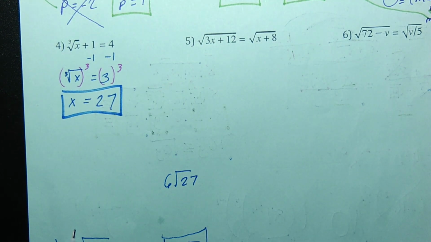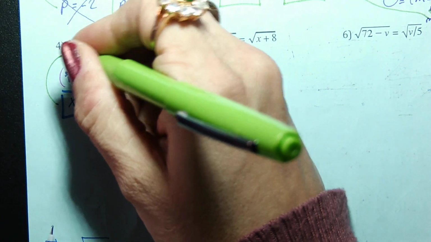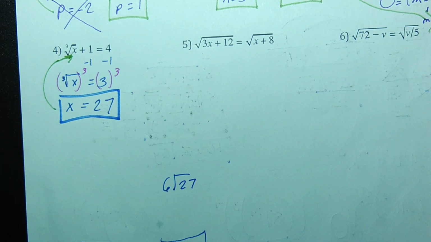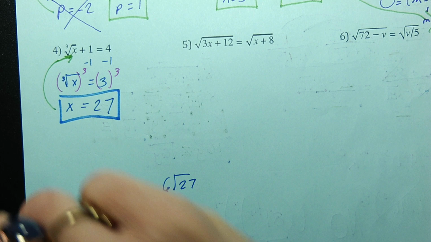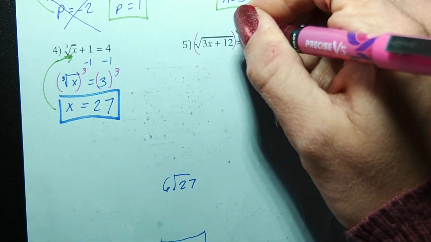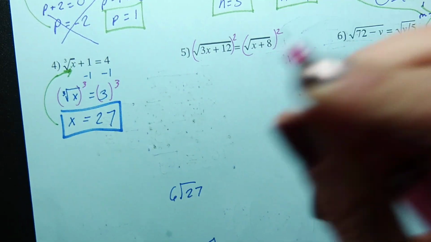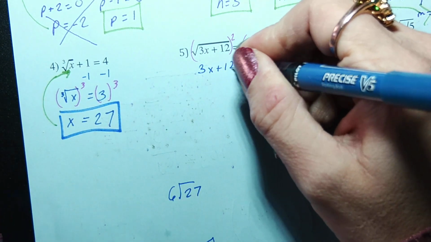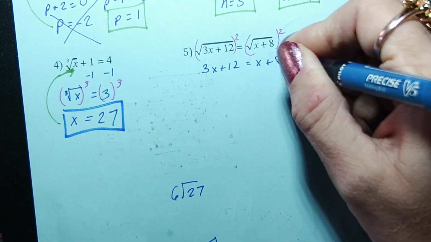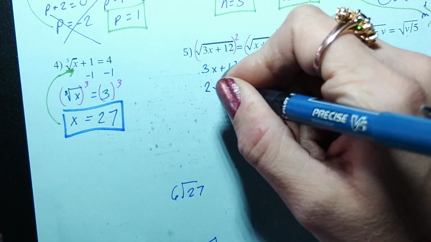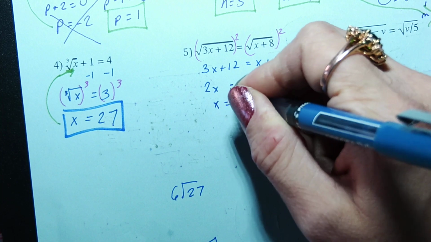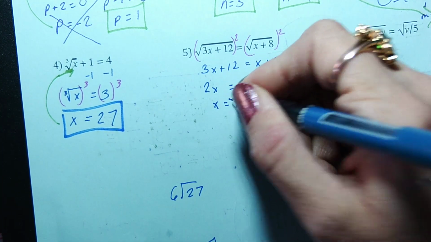Now on the next one, we've got 2 square roots on opposite sides. They are both isolated, so I can go straight to squaring. And that eliminates both square roots. So 3x plus 12 equals x plus 8. Subtract the x to get 2x. Subtract the 12 to get negative 4. And x is negative 2.